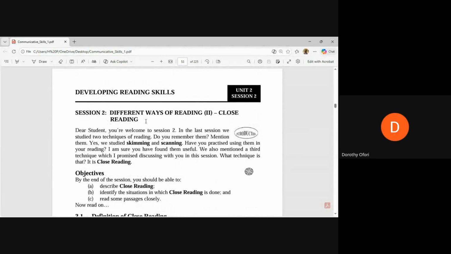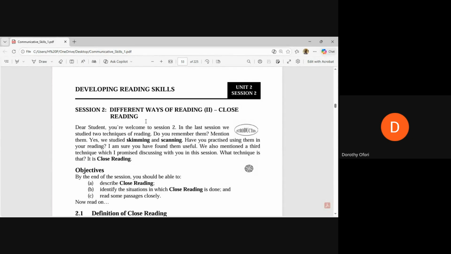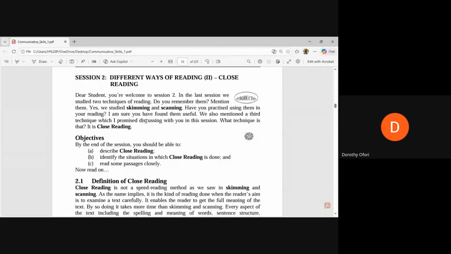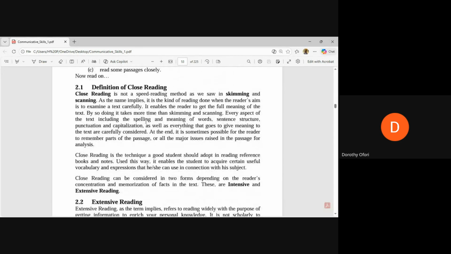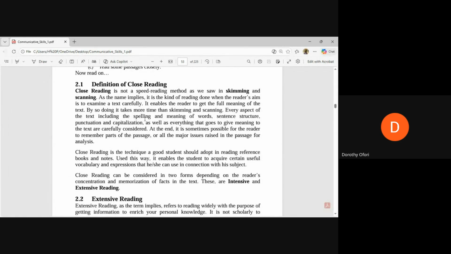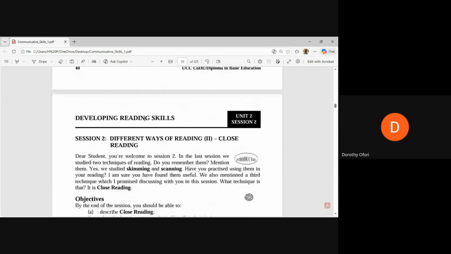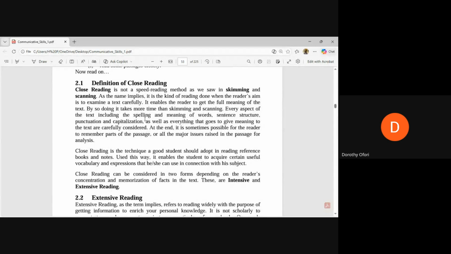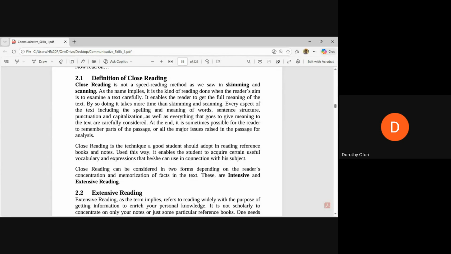Now let's move to the last way, or the last technique of reading. We've already talked about skimming and scanning. Now there is this thing that we call close reading. When something is close, what does it mean? When we say close reading, what does it mean?